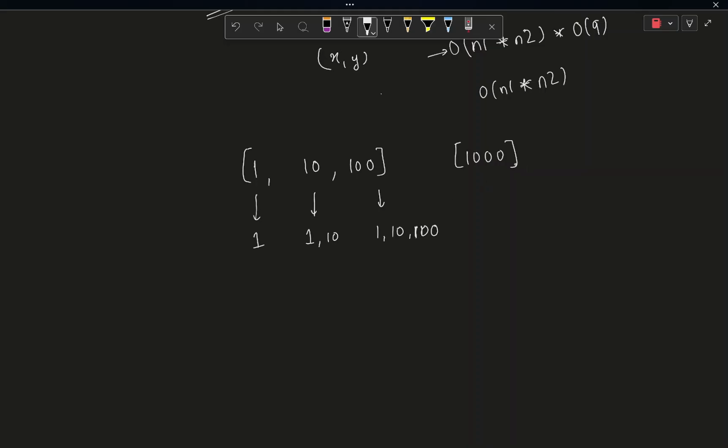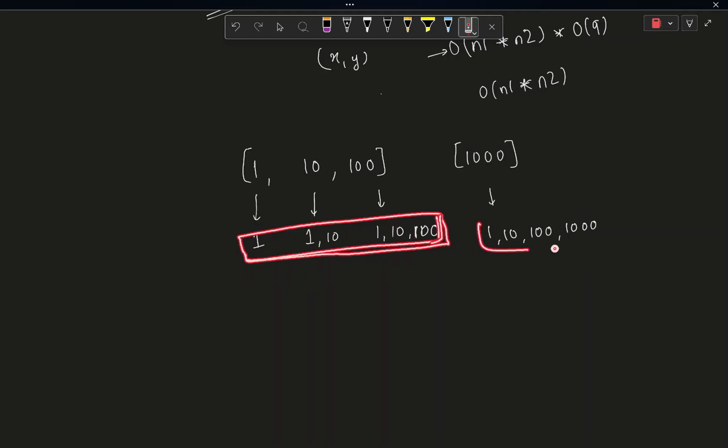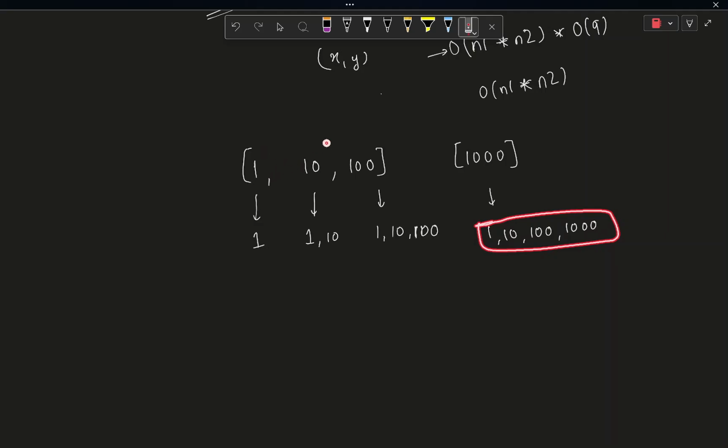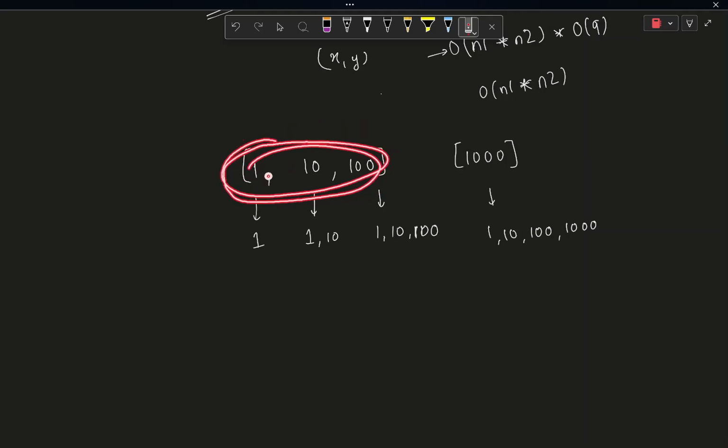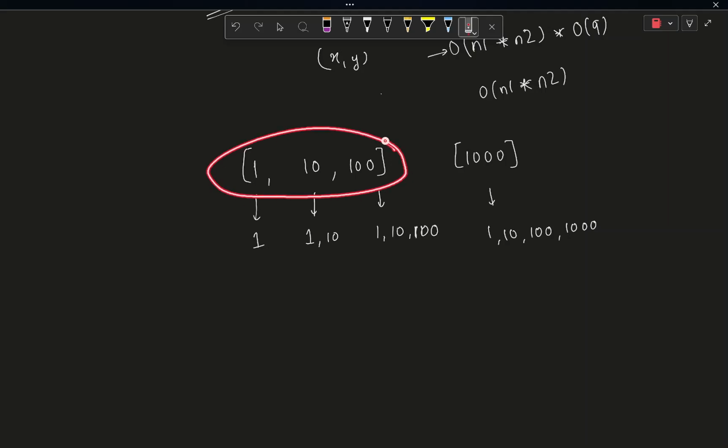First of all, I am finding out the prefixes 1, 10, 100 and 1000. The problem is such that if any one of these prefixes matches up with any one of these prefixes, then there must be a common prefix. You basically don't care what element you choose from this array. You only care about a prefix, some common prefix in any of the strings of this array and any of the strings of this array.